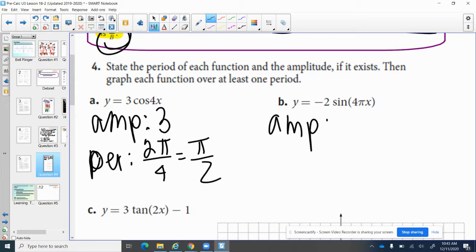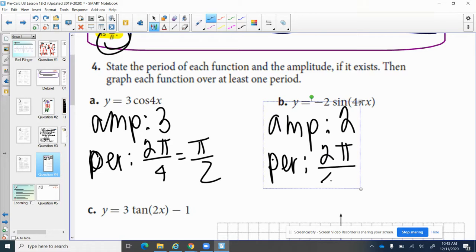Amplitude still is going to be a thing. It's 2, and the period, 2 pi over B, is 4 pi. So our period would just be 1/2. I'm not going to graph those, just to save us a little bit of time.